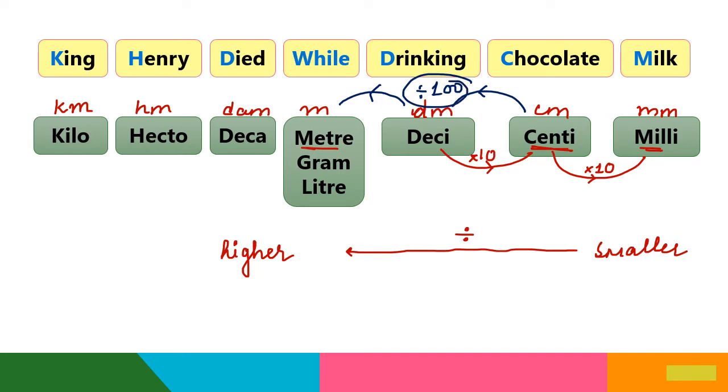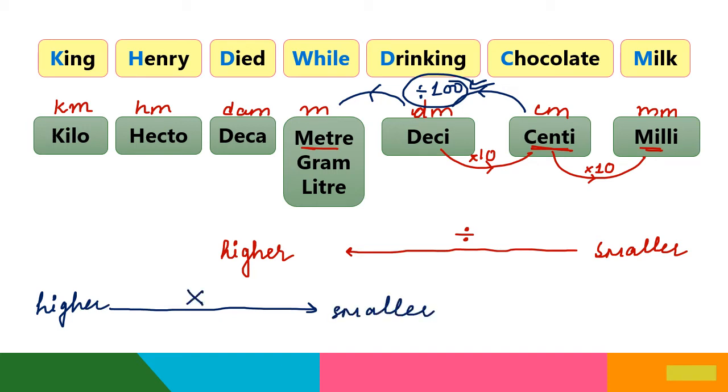So, two places means we have to choose a number with two zeros. So, that is 100. Therefore, if we move from centi to meter, centimeter to meter, that means we are moving two places in the left side. So, we will divide the number by 100. But if we move from left to right, then we are moving from a higher unit towards a smaller one. In this case, we use multiplication.